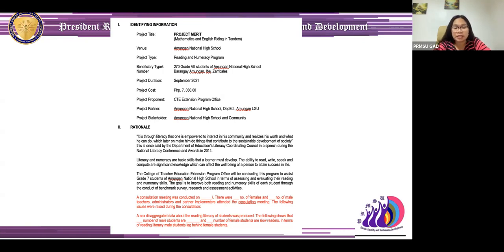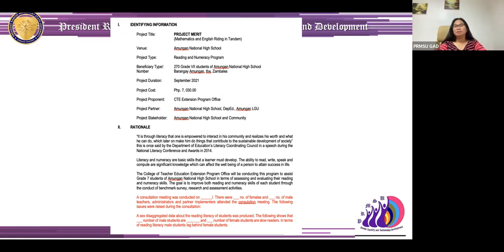A consultation meeting was conducted on. There were blank number of females and blank number of male teachers, administrators, and partner implementers who attended the consultation meeting. Then the following issues were raised. Pwede akong maglagay doon: sinabi ng babaeng principal, ganito; ng lalaking principal, ganito; babaeng teacher, ganito ang sinabi; lalaking teacher, ganito ang sinabi. Okay? Pwede ko ding lagyan ng quotations.